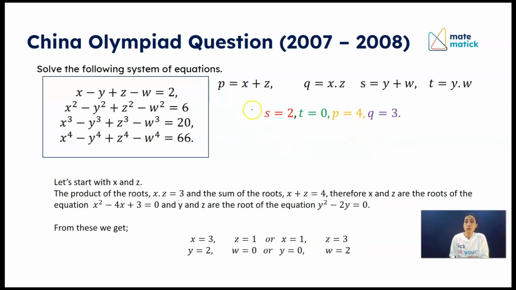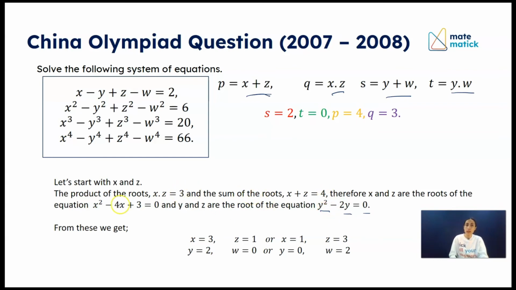What we said: p is equal to x plus z, q is equal to x times z, s is equal to y plus w, t is equal to y times w. So, when we start with x and z, it means it is the product of the roots of the equation. So x times z is 3, and the sum of the roots is equal to 4, which is equal to p, right? So therefore, x and z are the roots of the equation x squared minus 4x plus 3 is equal to 0. And y and w are the roots of the equation y squared minus 2y is equal to 0.